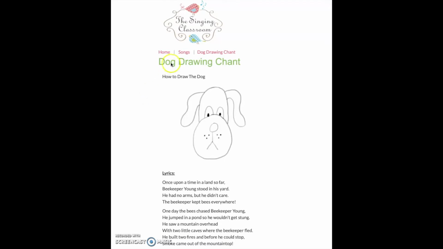So notice that this is not a song, this is a chant. So we're going to be chanting the words instead of singing the words. So chanting in rhythm. I'm going to play the video as a demonstration to how this is going to go. You are going to need a pencil and paper for this. So go ahead and get some pencils and a piece of paper or two. And let's begin.